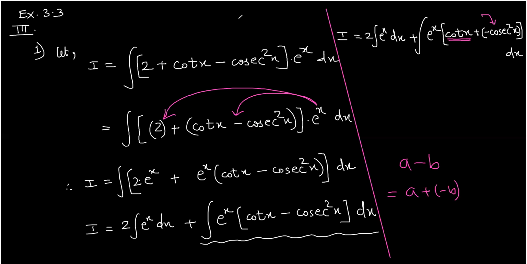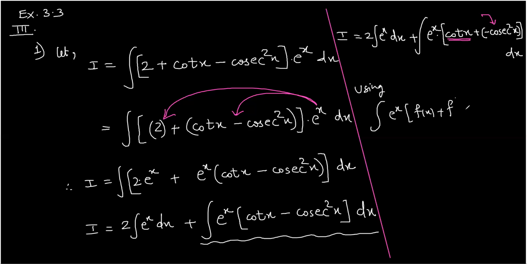So I have written it this way, and then see what I have. I have here cot x plus minus cosec square x. So this is in the form e raised to x, f of x, this is f of x, the function, and this is f dash x, the derivative of cot x, which is minus cosec square x. So the next step I write here, using e raised to x, f of x plus f dash x dx equals e raised to x into f of x plus c.